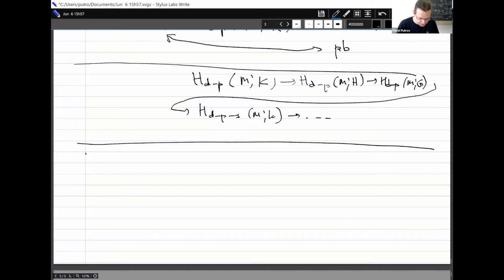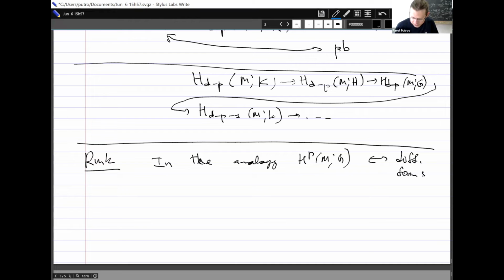Okay, so let me make the following remark. In analogy, we can already use this step. In analogy, H^p(M, G) with differential forms on M. So we already had a notion of integration, which is analogous to the usual integration. But now we have a cup product, which is analogous to a wedge product. When we have cohomology with real coefficients, it's essentially the same. And this Bockstein is in a sense analogous to the exterior derivative.